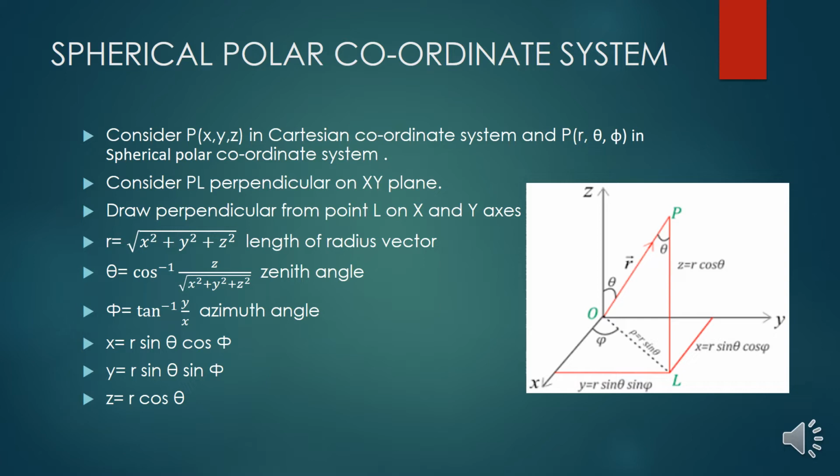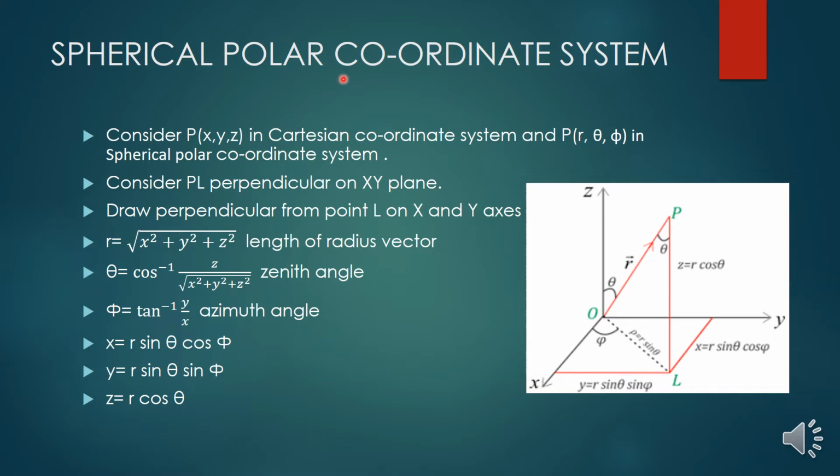We all are familiar with the XYZ coordinate system, that is Cartesian coordinate system. We are going to use spherical polar coordinate system for deriving Schrodinger's time independent equation for hydrogen atom. The reason is the electrostatic potential which is experienced by this electron is a spherically symmetric potential. So therefore we are using the spherical polar coordinate system.